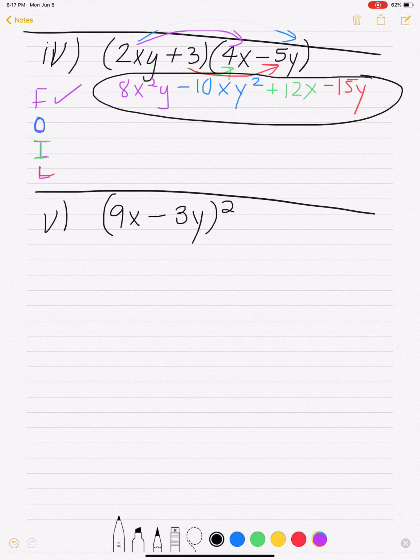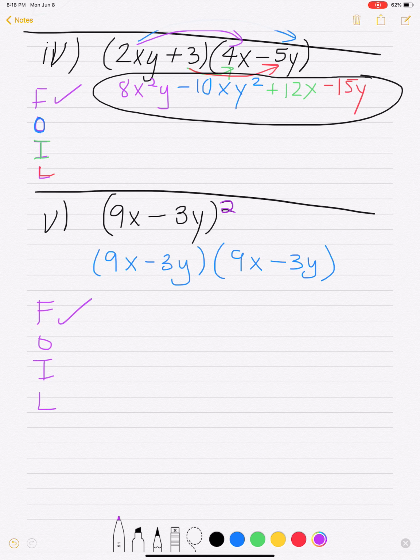Well, remember what it means to square something. You see this big purple square right here? That means you multiply 9x minus 3y by itself, right? That's what it means to square. It means something gets multiplied by itself. So you get 9x minus 3y times 9x minus 3y. You have two copies of 9x minus 3y. So now we're going to FOIL. First, outer, inner, last. I'm going to start with the first.